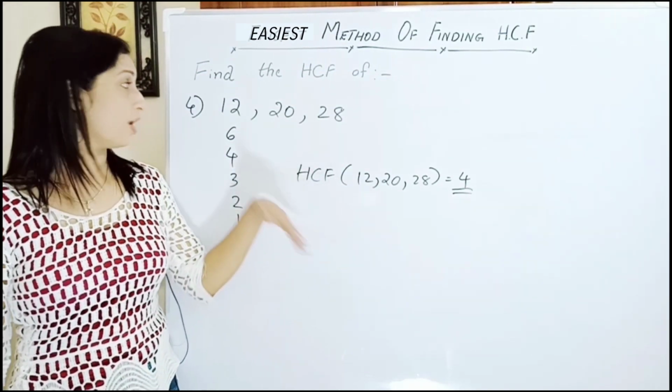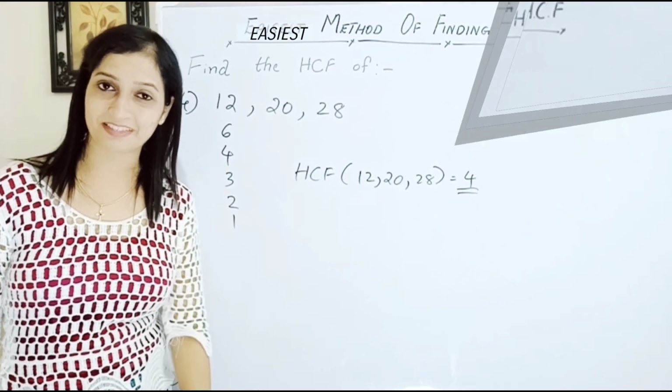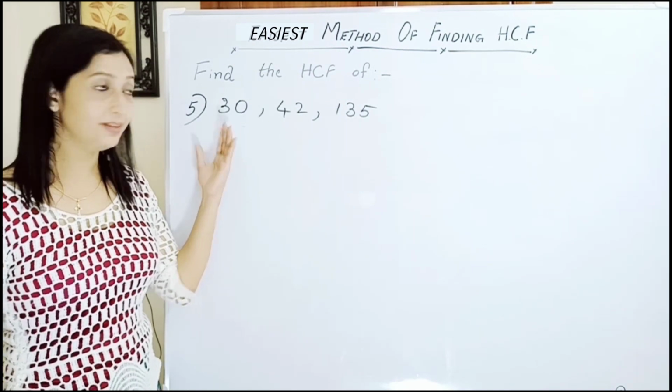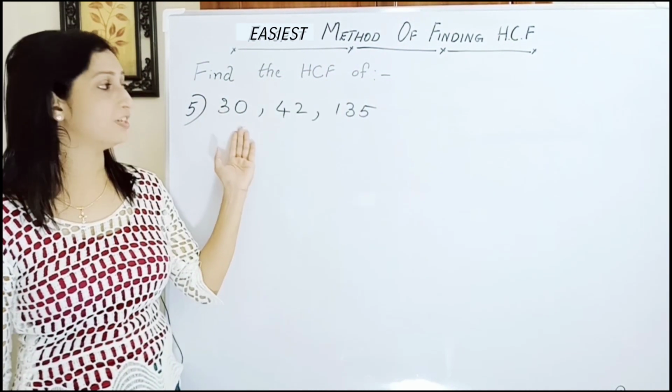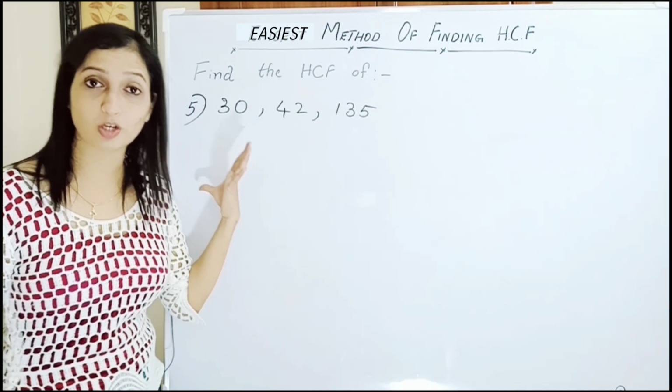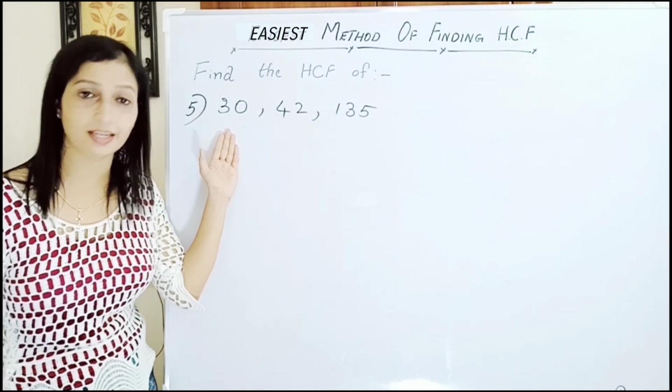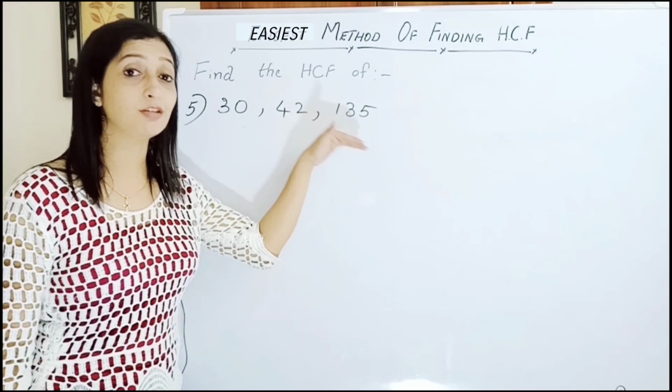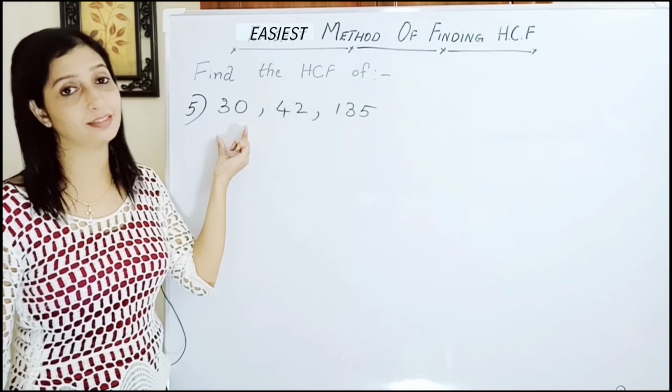So now let's move on to our next example, which is the fifth example. Now this is the fifth example, which is to find out the HCF of 30, 42 and 135. Now what is the first step? To find out the smallest number. Which is the smallest number here? 30. Now to find out whether the other two numbers can be divided by 30 exactly.